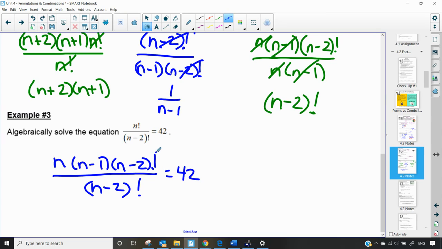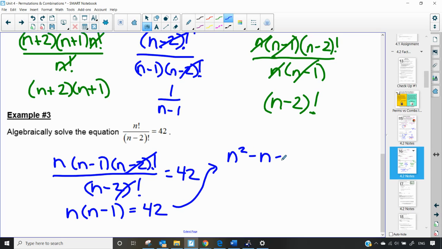I'm going to cancel things out. And that's going to leave me with n times n minus 1 equals 42. Now at this point, I'm going to have to multiply everything out, and there will be some factoring involved. So this is going to give me n squared minus n equals 42. So n squared minus n minus 42 equals 0.